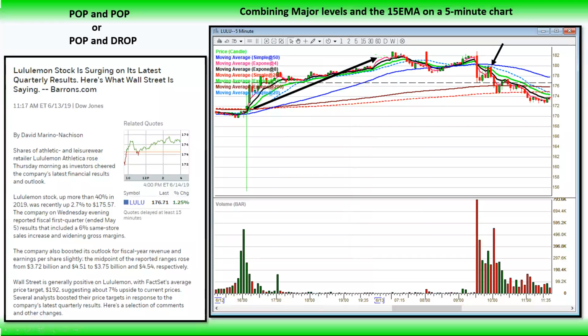But if it would have gone above and then came down, retested it, and went, yep, that's going to be strong, gap and go. But that's a pop and drop scenario.